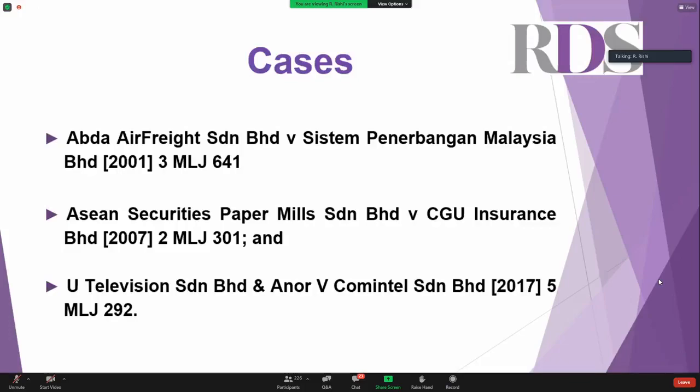They wanted to claim on the insurance, somewhere around 16 million ringgit. And they put in a claim. CGU Insurance refused to entertain the claim. They said that it was a fraudulent claim. In the High Court and the Court of Appeal, ASEAN Securities was successful. Now, I just zoom in straight to the federal court and how they dealt with a situation such as this.